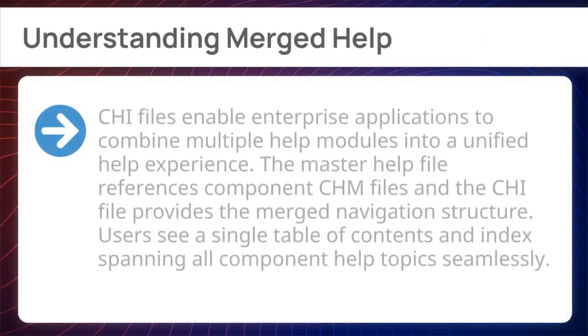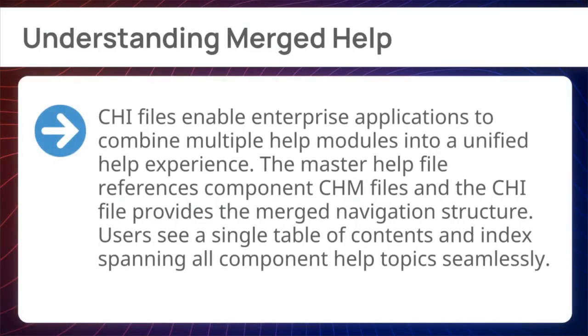First, understanding merged help. CHI files enable enterprise applications to combine multiple help modules into a unified help experience. The master help file references component CHM files, and the CHI file provides the merged navigation structure. Users see a single table of contents and index spanning all component help topics seamlessly.